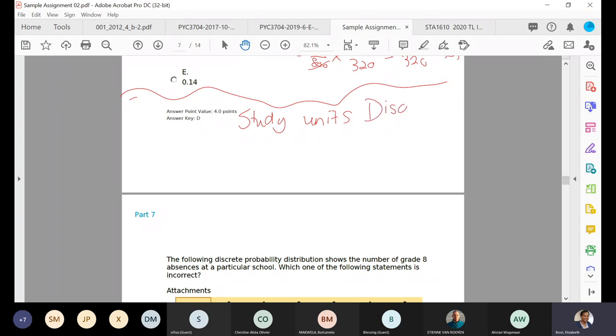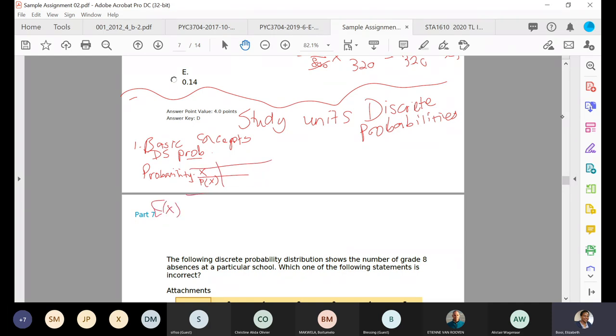Study unit 5 is discrete probabilities. So with discrete probabilities, there are three things. One, you need to know the basic concepts of discrete probabilities. Therefore, it means you need to know how to calculate the probability using the table where you are given your x and your probability. You need to know how to calculate them.